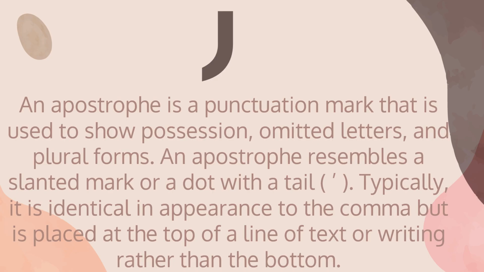An apostrophe is a punctuation mark that is used to show possession, omitted letters, and plural forms. An apostrophe resembles a slanted mark or a dot with a tail. Typically, it is identical in appearance to the comma, but is placed at the top of a line of text or writing rather than at the bottom.